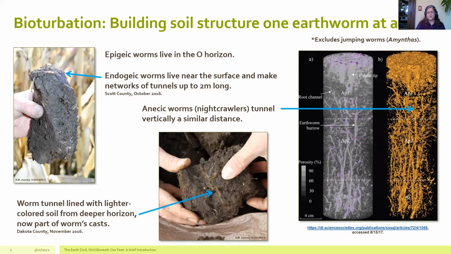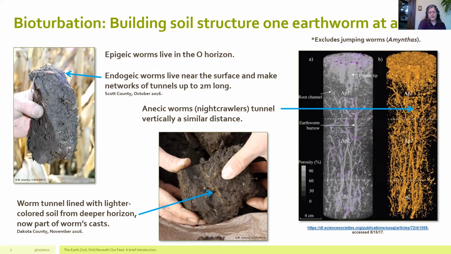The anecic worms are the ones, the night crawlers, they make these vertical tunnels that can be 2 meters down. And they have this really interesting lifestyle. They climb up, they grab a hold of a leaf. So it could be a corn leaf in a cornfield. They'll just pull that thing right down into the soil. And then they'll eat it when they get down to the chamber at the bottom of their tunnel. So they are physically incorporating organic matter quite deeply into the soil, as well as creating that tunnel.